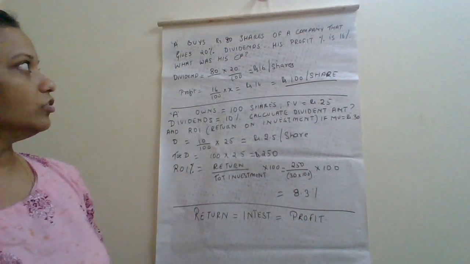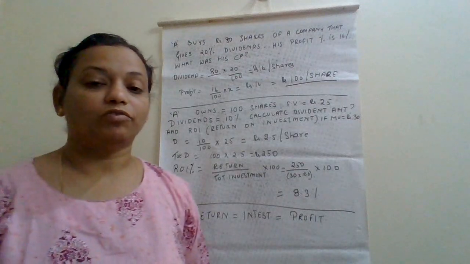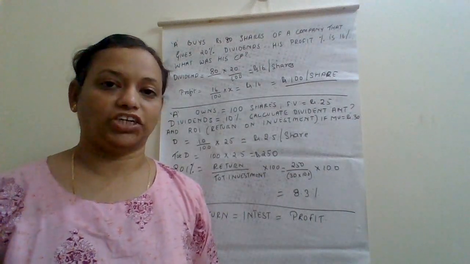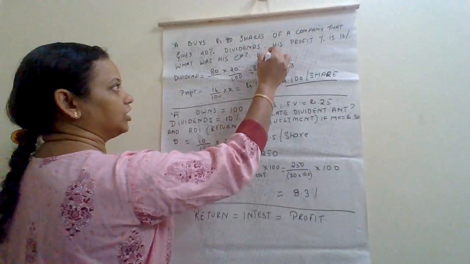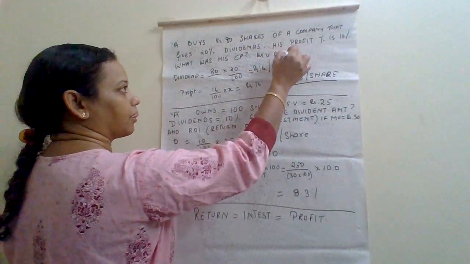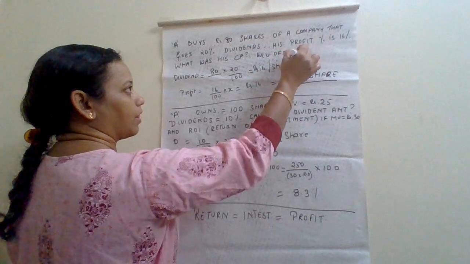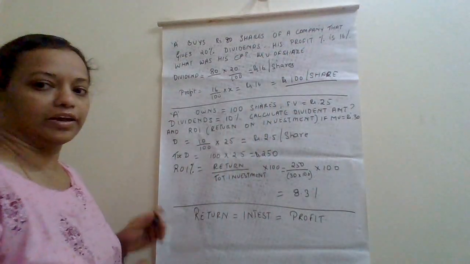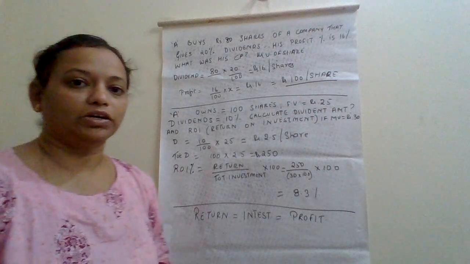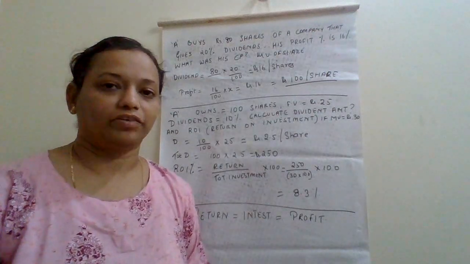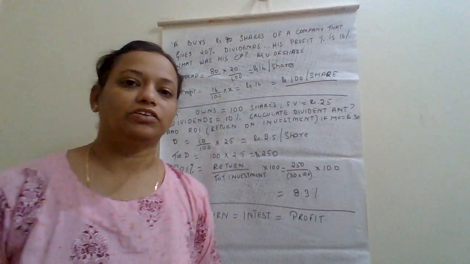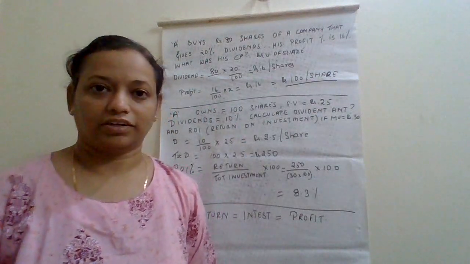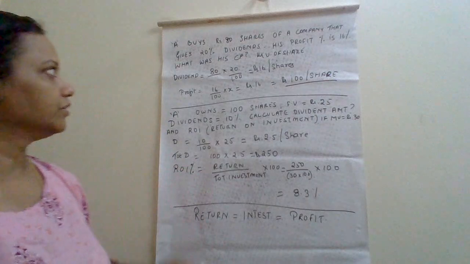Cost price in the sense what was the market value of that share. Cost price, or they will ask you market value of the share. So I hope you are clear on that. They have given you the face value, the percentage of profit and the dividend, and they are asking you to find the market value of that share. It's very simple, we'll go about it.